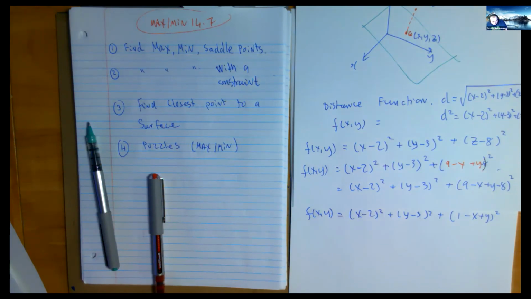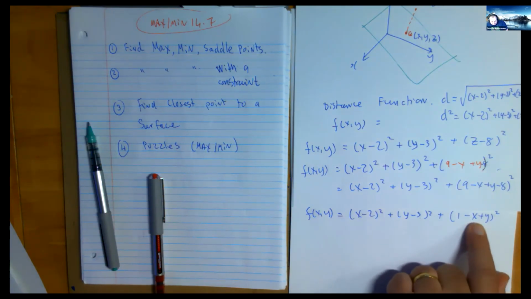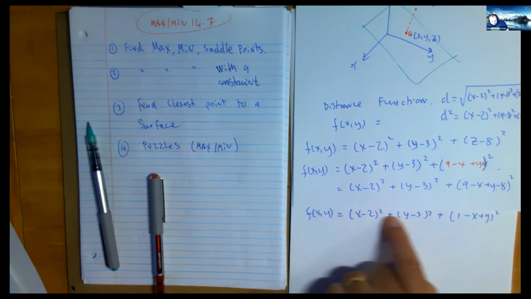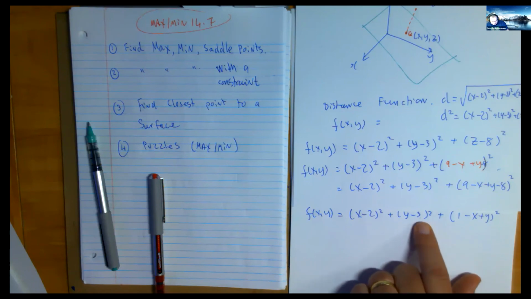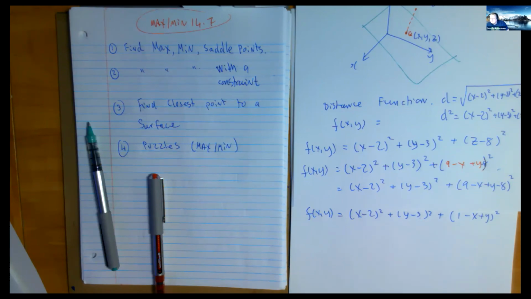We are after the point x, y, right? The value of x and y where this is the smallest it can be, which means we go back to what we did at the start of today. Don't we just need to find critical numbers? And the critical number that gives us the smallest value is the guy we're looking for.